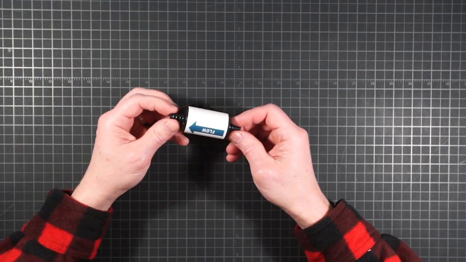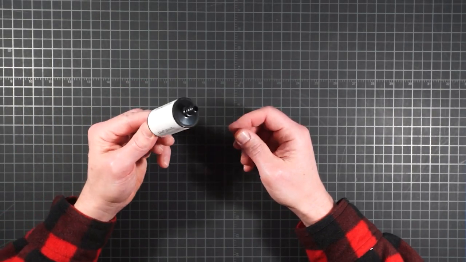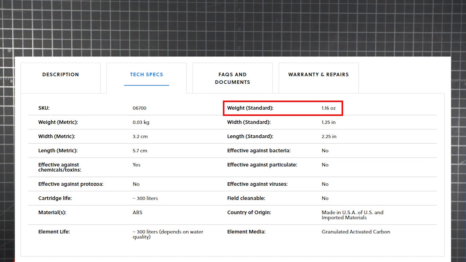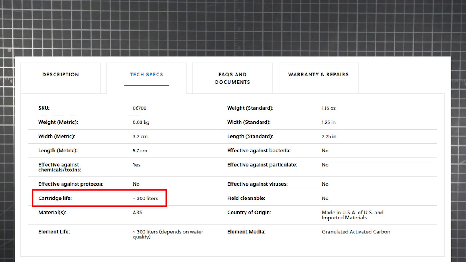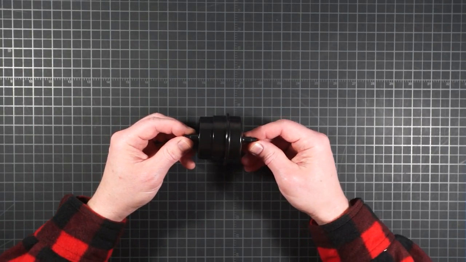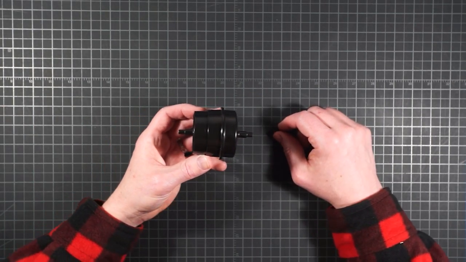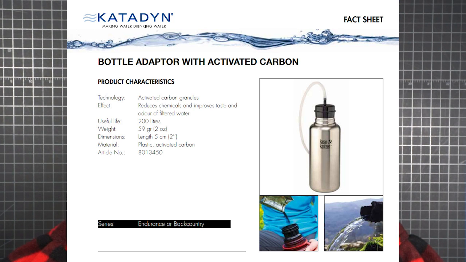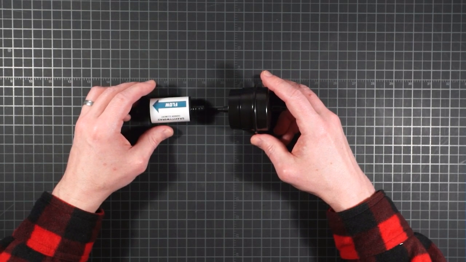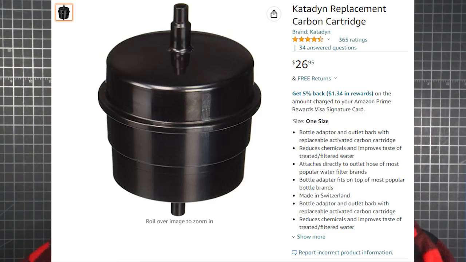And the Platypus here was the smallest and lightest hiking-specific carbon filter that I found. At just over an ounce, it has a stated cartridge life of about 300 liters. Another option comes from Katadyn. They sell it as a bottle adapter with activated carbon, as the design is meant to fit securely on top of popular containers like Clean Canteens. It's bigger and weighs closer to 2 ounces with a useful life of 200 liters. And as of this publication, you can get them on Amazon for just $2 more than the Platypus.